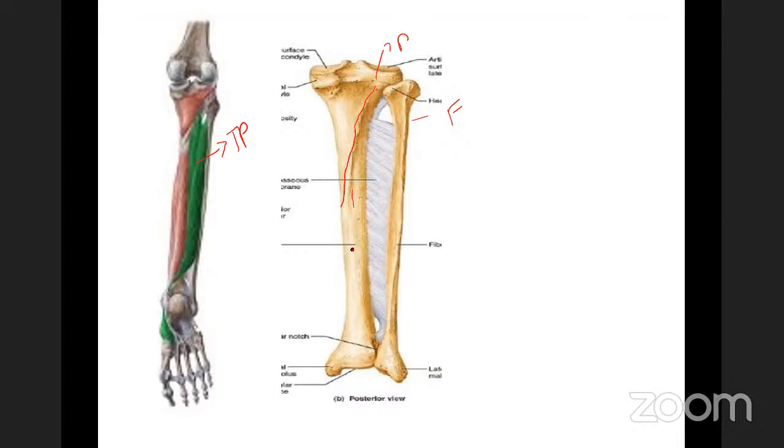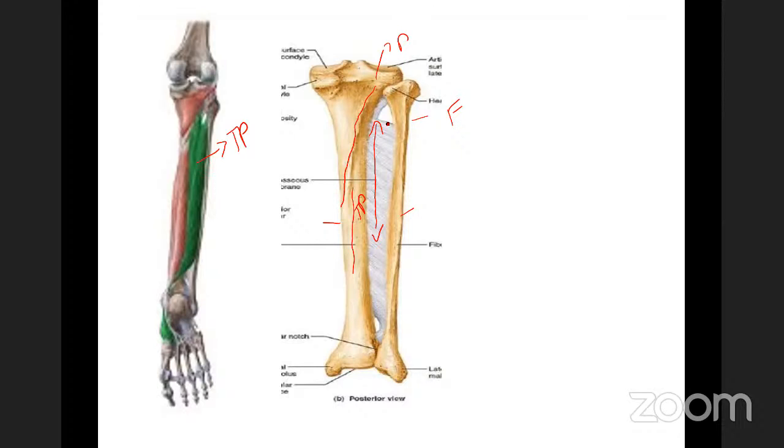Below the soleal line, a vertical line divides it into two parts. This is lateral and this is medial. So tibialis posterior arises from the lateral aspect on the posterior surface of the tibia. It also arises from the upper two-thirds of the interosseous membrane, and this is an MCQ question. It also arises from the deep fascia. Okay. Now that is about the tibialis posterior.